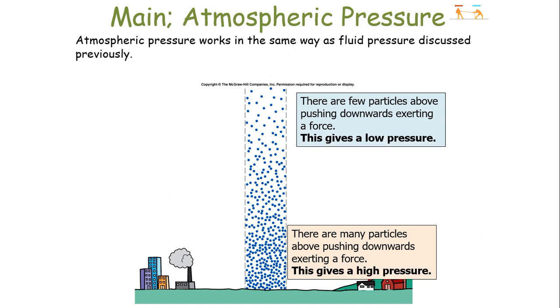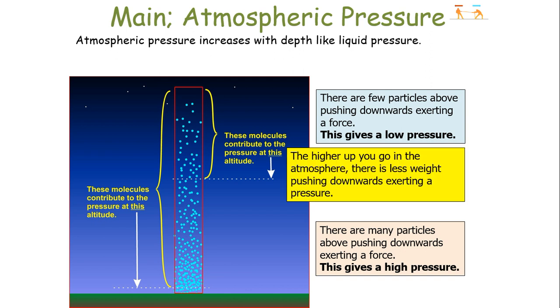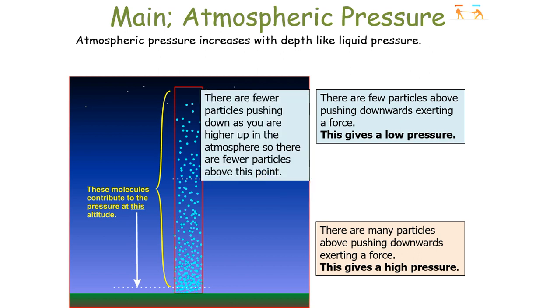Now, there are a couple of important ideas you've got to understand. When you are close to the surface of the Earth, not very high up in the atmosphere, at a low altitude, you have a high atmospheric pressure. But the higher up you go in the atmosphere, the lower the atmospheric pressure becomes. So atmospheric pressure will decrease with altitude, it will decrease with height. Now there are actually two reasons why this is, because fundamentally the higher up you go in the atmosphere, there is less weight pushing downwards exerting the pressure, and there are two different reasons for this.